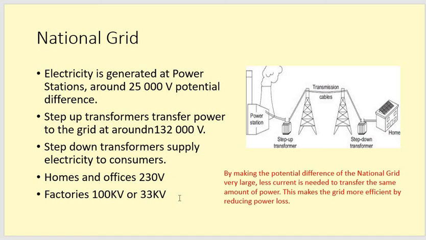Factories will get a larger supply because they are likely to have machines that will need more current to run, and by having the potential difference really large here at the national grid, you don't need so much current to actually transfer the same amount of power. And if you use less current, then it makes it more efficient because less energy is used in the transfer and more of it gets to the home.